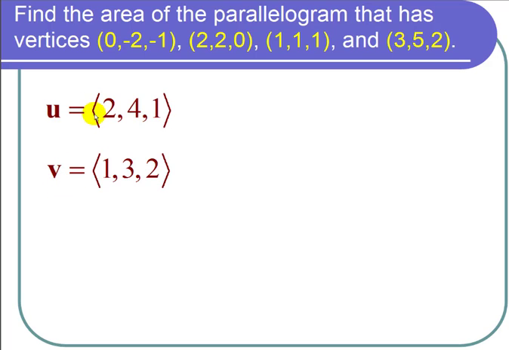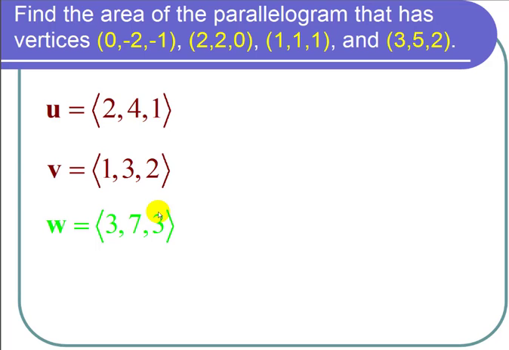Now, just to make sure that these are truly the adjacent vectors, let's go from this initial point to the fourth point and see what we get. 3 minus 0 is 3. 5 minus -2 is 7. And 2 minus -1 is 3.